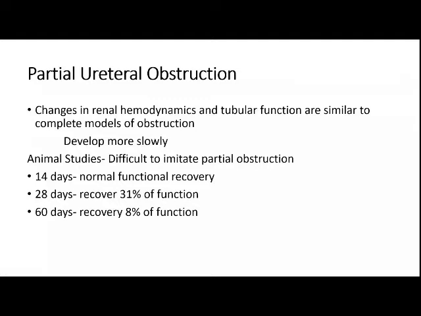They mentioned that it develops more slowly, but in animal studies it's not normally seen. So how did they create partial obstruction in animal studies? Did they ligate it? Did they put a clip? How did they do it?